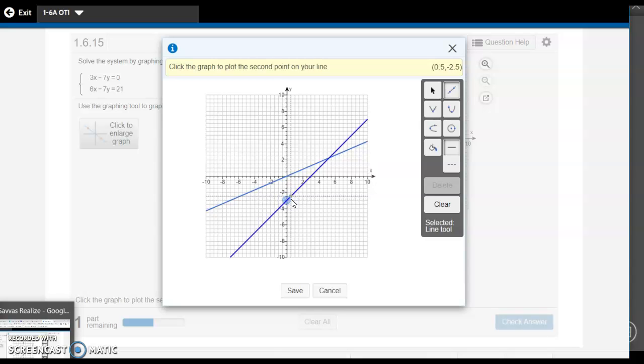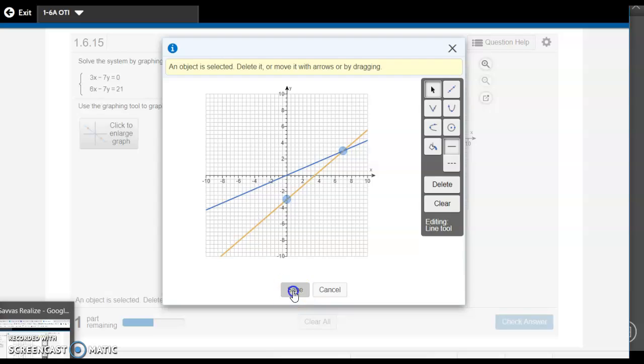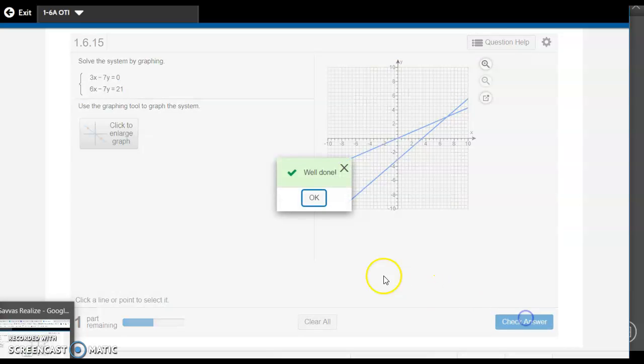So y-intercept negative 3. And then from there, slope is 6/7. So we're going to go up 6 and right 7. So up 6 is going to put us at 3. And then right 7 is going to put you at 7, 3. There we go. And then we're looking good.